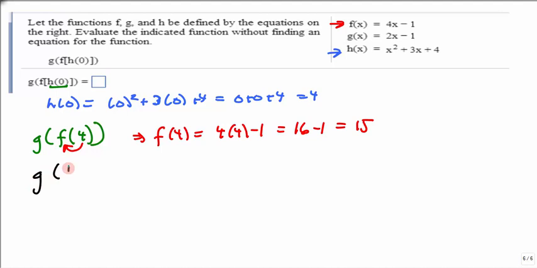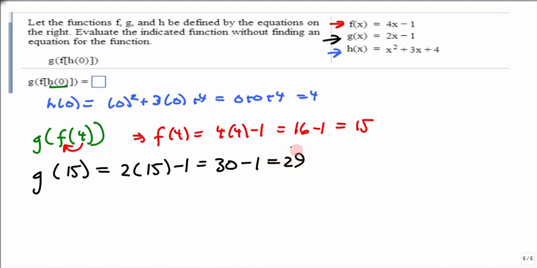So now I take the value of 15 and plug it into g. Again, it's important that you do these in the correct order. You don't do them alphabetically, you do them in the order given. You work on the inside, so I'd plug it into h, get my answer, plug it into f, get my answer, plug that answer into g. So here I have 2 times 15 minus 1. 2 times 15 is 30. 30 minus 1 is 29. So again, order matters here. You have to be really careful that you run through these in the correct order.